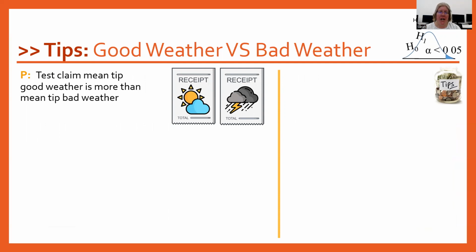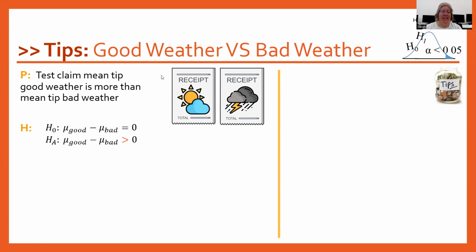So you'll notice here that the word mean shows up twice. And it should show up like that anytime you're doing a two-sample t-test because you have two separate groups and each group has its own mean. So in your conclusion statement, you should also have the word mean in there twice as well. All right, so let's look at our hypotheses.